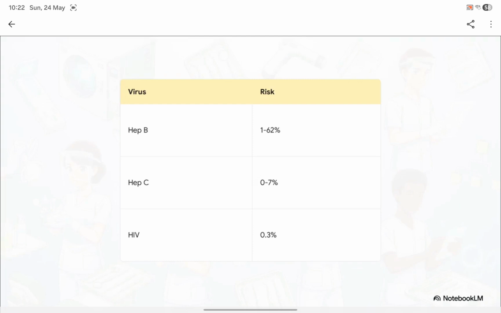When you really look at the data objectively, you see exactly why hepatitis B is a far more infectious threat in your clinic than HIV. I mean, while the HIV transmission risk from a needle stick is relatively low at 0.3%, hepatitis B can shoot all the way up to 62% and hepatitis C up to 7%. This really highlights the absolute necessity of maintaining your immunity through vaccination and obviously practicing incredibly safe sharps handling.